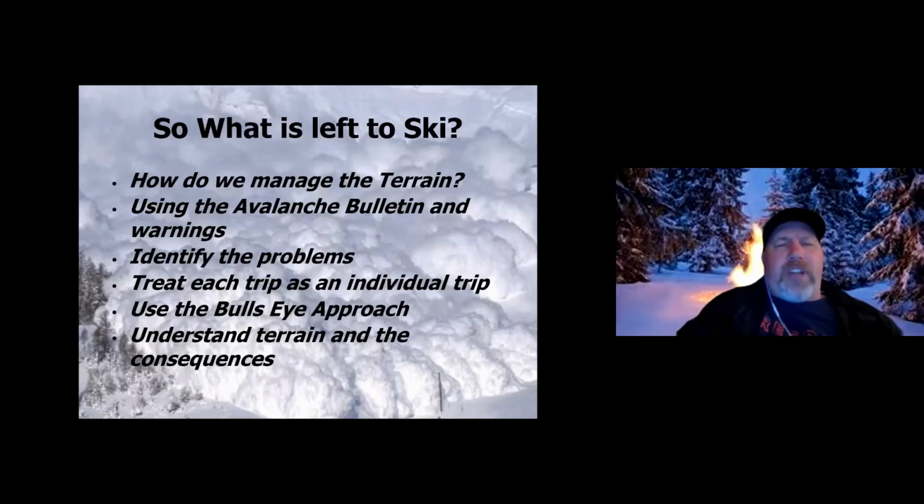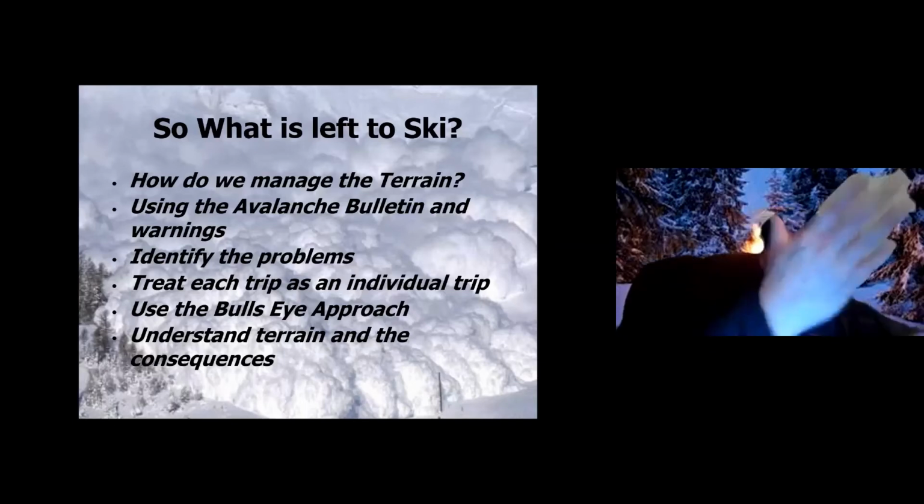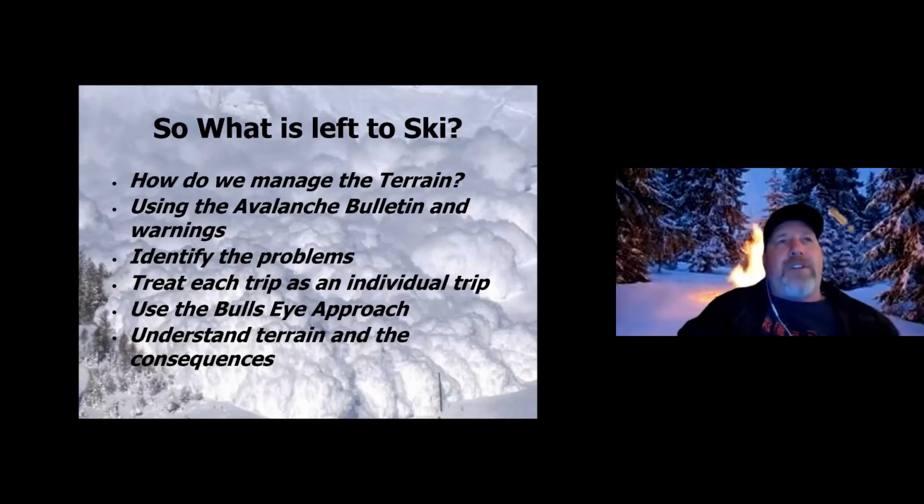We talked about the bullseye approach in some of our other presentations. I don't think I'm going to go into the bullseye, but if you want to look it up, it essentially deals with class 1, class 2, and class 3 data. The most important is class 1 data, the information I see right in front of me: direct evidence of slides, cracking, wumping, collapsing of snow, all those things that occur as I'm traveling, and previous avalanche activity.